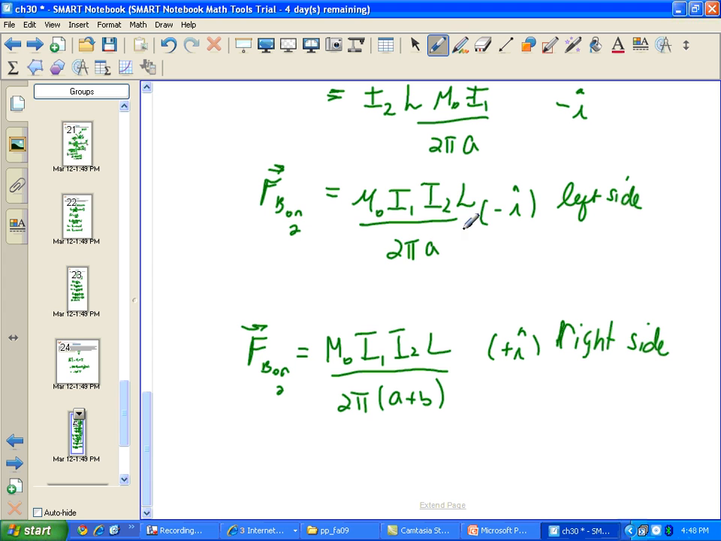And if we wanted to, we could add these two terms and they would not cancel each other out because the denominators are not the same.